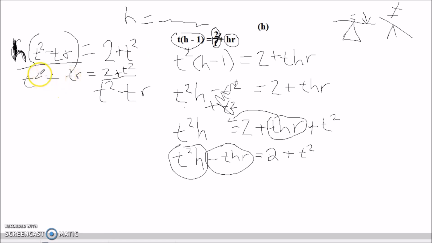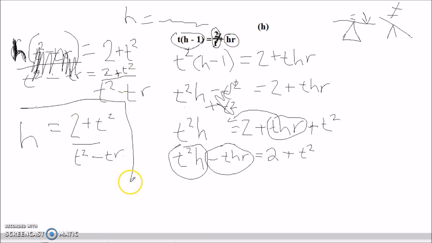And as we know, because we've already dealt with a step like this, if you have something at the top and the bottom of a fraction, they just cancel each other out. And all that you're left with is H equals 2 plus T squared over T squared minus TR. This is the answer. How do we know it's the answer? Because there's only one H. If there was an H over here, then something's clearly gone wrong. It says H equals, and we have this. So that is the answer.